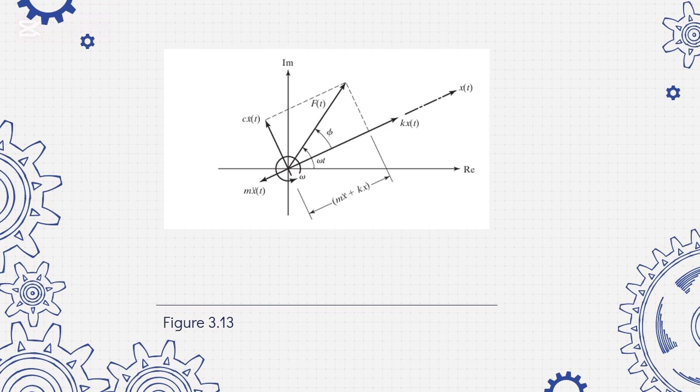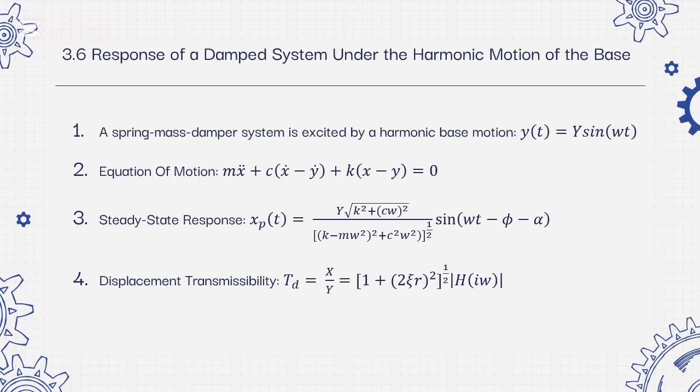And now we'll talk about the response of a damped system under harmonic base motion. It occurs when the base of a spring mass damper system oscillates sinusoidally. The system's equation of motion considers both the damping force and the restoring force, leading to a steady state response, as we can see in the equation. It depends on the frequency ratio and the damping ratio. The solution shows the response amplitude is influenced by the displacement transmissibility, which determines how much of the base motion is transmitted to the mass.